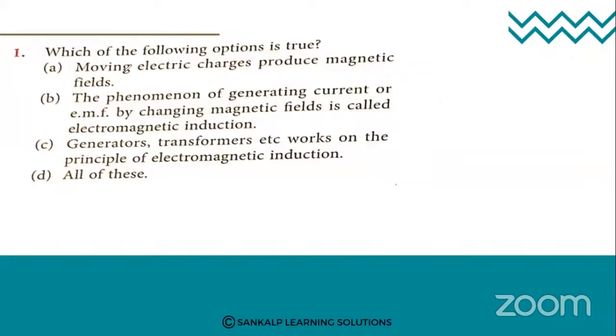Yes, see what they have given in the statements. Moving electric charges produce magnetic field. So which of the following options is true? You have to say which is true. Second one, the phenomenon of generating current or EMF by changing magnetic field is called electromagnetic induction. Option C says generators, transformers, etc. work on the principle of electromagnetic induction. So which of A, B, C is true, or are all of these true?